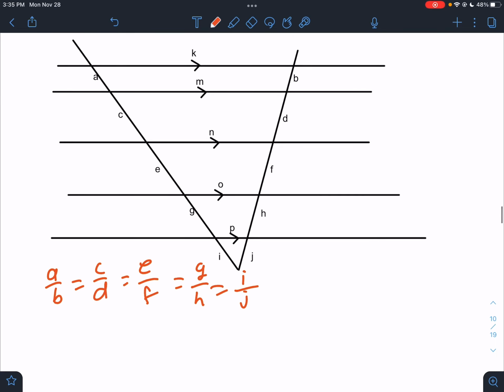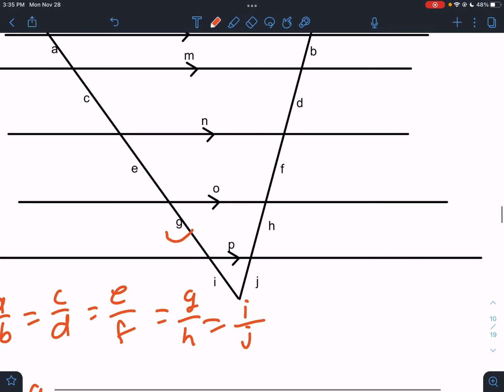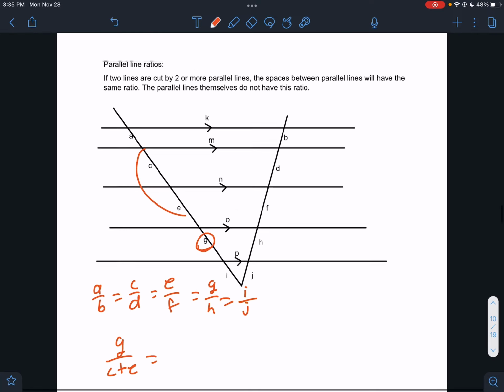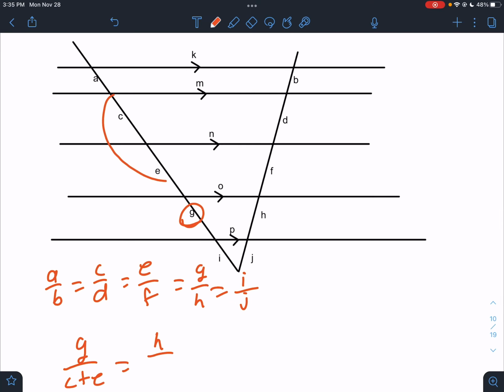But wait, it's actually any possible combination. Let me restart this. What if I said something like G over C plus E? What would G over C plus E equal? Well, it would have to equal H over D plus F. Any combination of left over right has to have the same ratio. That's the rule.